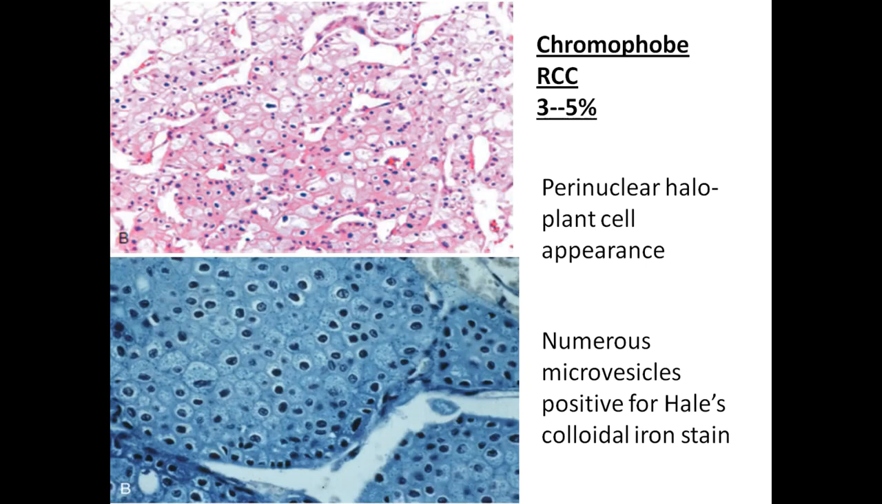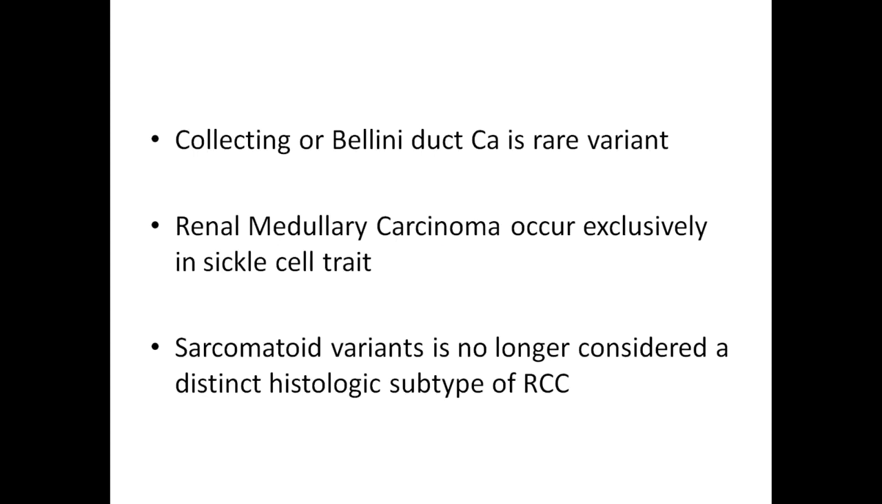Another type is the chromophobe renal cell carcinoma. Almost 3 to 5% are chromophobe type, and the characteristic feature is the perinuclear halo, something like a plant cell appearance. There are numerous microvesicles, and they stain positively for Hale's colloidal iron stain. The other rarer varieties are the collecting duct or Bellini duct carcinoma, and the renal medullary carcinoma, which is exclusively seen in the sickle cell trait. Sarcomatoid variants are not usually included now as renal cell carcinoma; it is considered a separate renal sarcoma itself.